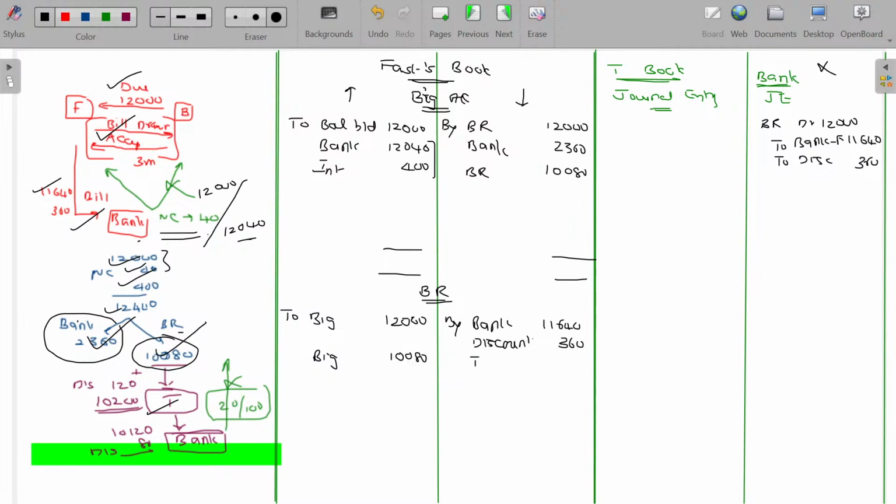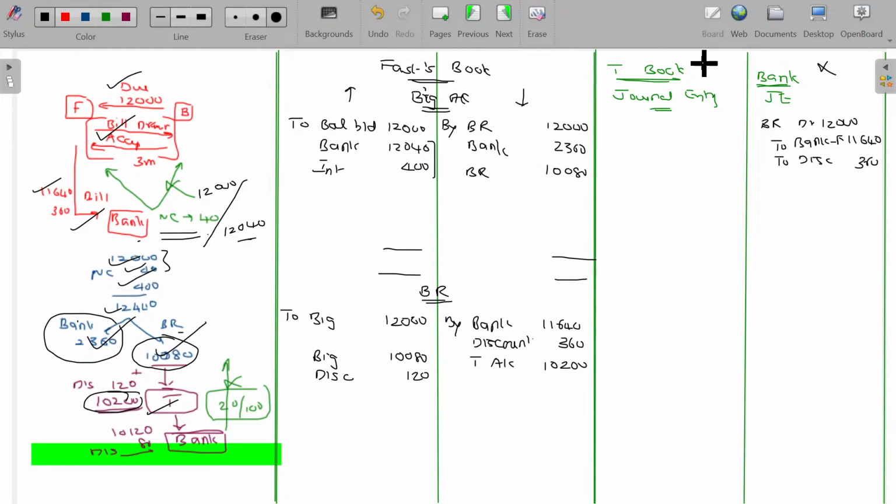Automatically what happens here? T account. How much is the amount payable to T? 10,200. For the 10,200, we offered only 10,080 rupees worth of big's BR. The difference, 120, will be considered as discount.